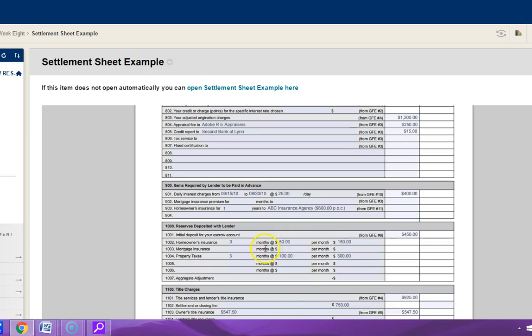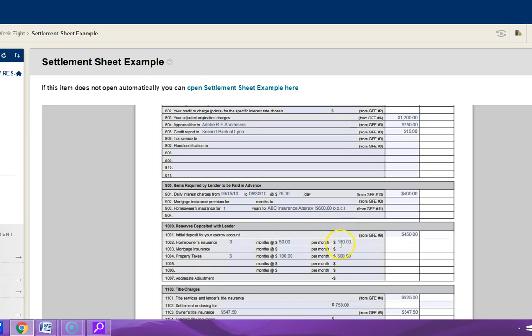They do the same thing with the homeowners insurance. See, a year's worth of homeowners insurance costs $600. If you divide 600 by 12, you get 50, and 3 times 50 is 150. So 3 months, and this is a way of collecting. This pays the first year from September 15th, 2010 to September 15th, 2011.